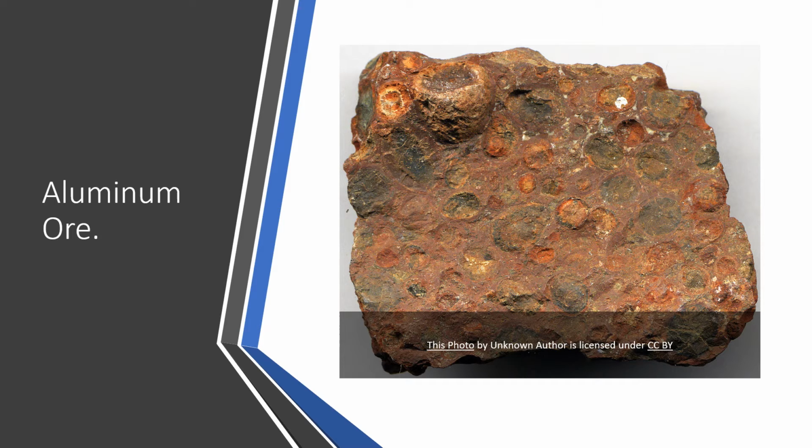Before we get into the mining of aluminum, let's talk about aluminum ore. Aluminum is the third most abundant element on Earth's surface. Only oxygen and silicon are more common. Earth's crust to a depth of 10 miles contains 8% aluminum.